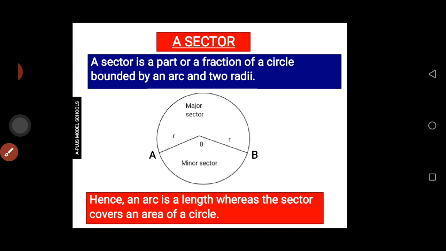So an arc is a length, whereas the sector covers an area of a circle. You can see the arc is the length, where the sector covers the area we are talking about.